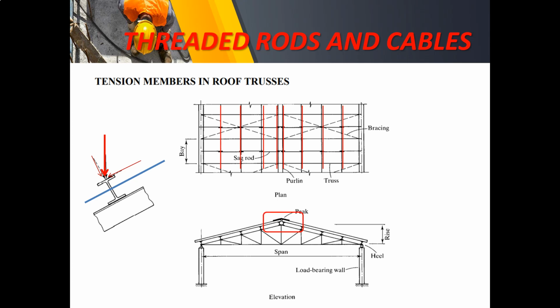So on your truss, we also have the ridge. On the ridge, we also have a bent rod in order to brace the two series of purlins on each side of the truss.